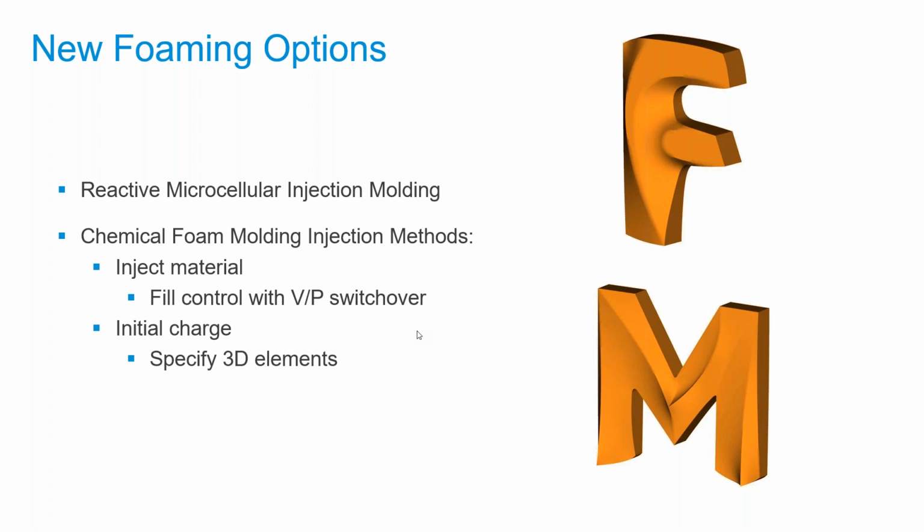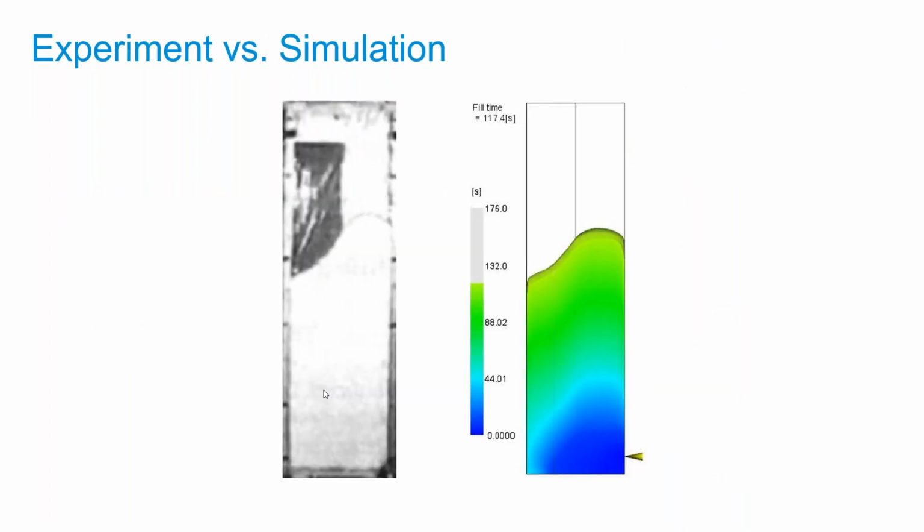We have two different ways to do it. You can have the material injected just like you would in a standard analysis without foaming. You essentially control the filling and then you decide when to switch over, and it would be a very early switch over, of course, and let the foaming take over from there. Or you can specify an initial charge where you specify the 3D elements that are going to be filled initially and go from there. Here's just a quick experiment versus simulation on that. So you can see good agreement between the simulation and the experiment.